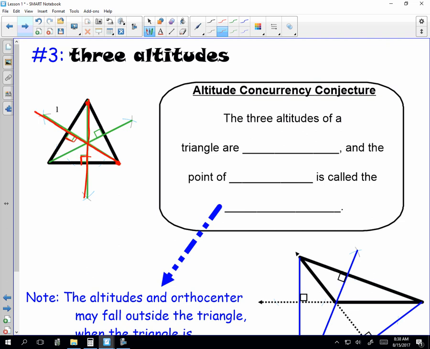Okay, the 3 altitudes of the triangle are concurrent, and the point of concurrency is called the orthocenter.